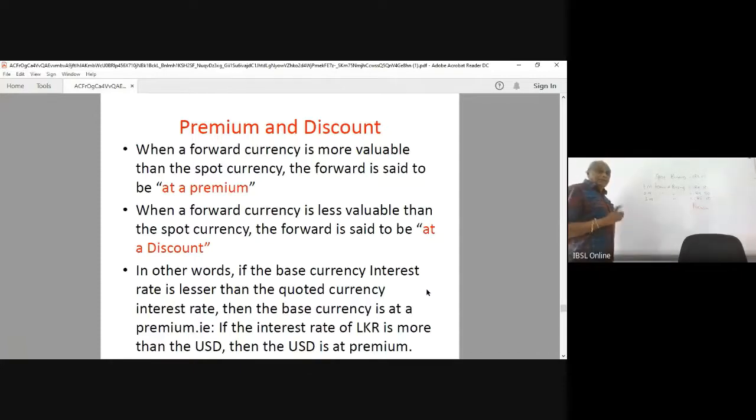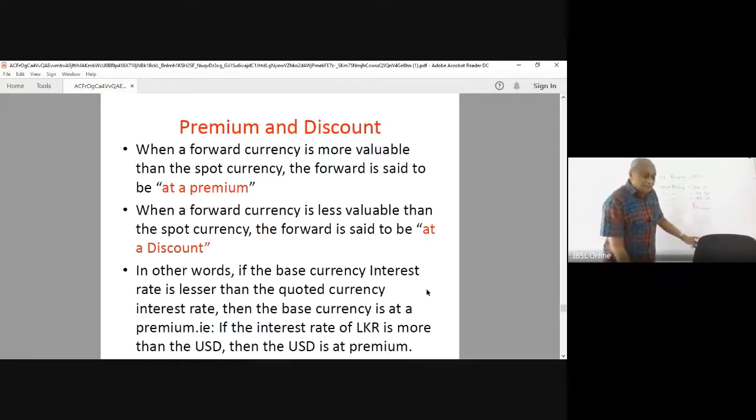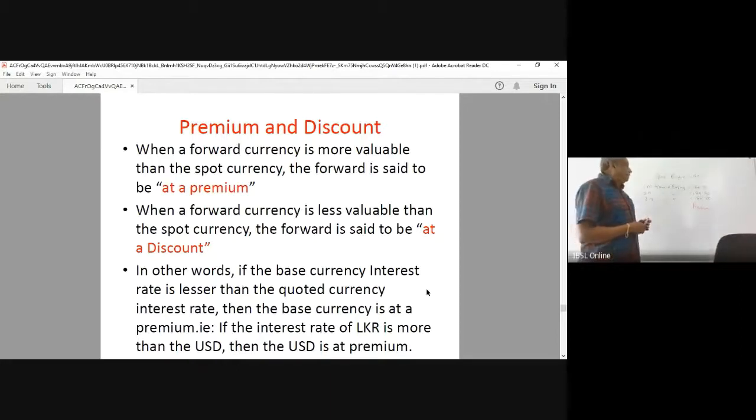Right? In other words, if the base currency interest rate is lesser than the quoted currency interest rate, then the base currency is at a premium. For example, if the interest rate of LKR is more than the US dollars, then the US dollar is at a premium.